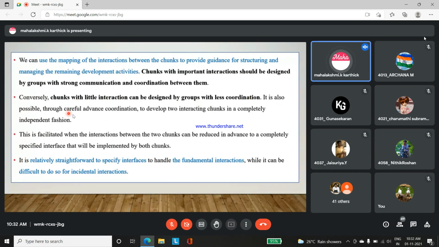It is also possible, through careful advance coordination, to develop two interacting chunks in a completely independent fashion. But in the case of two chunks, the interaction can be reduced in advance to a completely specified interaction interface that will be implemented by both chunks. It is relatively straightforward to specify an interface to handle the fundamental interaction, but it can be difficult to do so for incidental interactions. You have to know the difference.